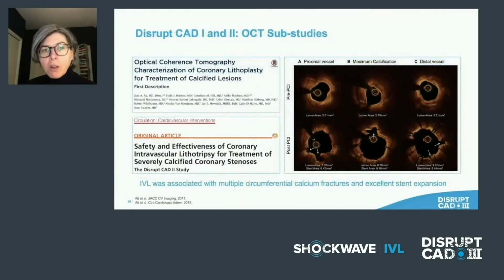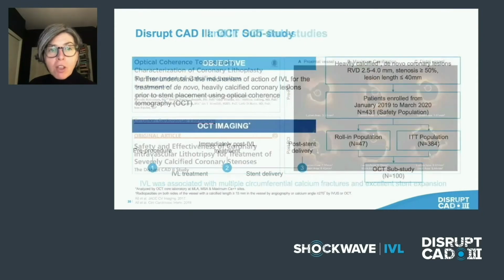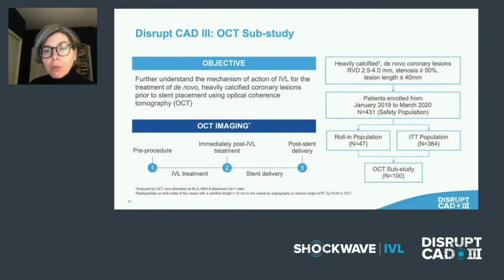From the Disrupt CAD 1 and 2 OCT substudies, we know that IVL can induce multiple circumferential calcium fractures, and ultimately in all these cases resulted in good stent expansion and stent outcomes. The objective of the OCT substudy in Disrupt CAD3 was to further elucidate the action of IVL in these de novo heavily calcified coronary lesions.